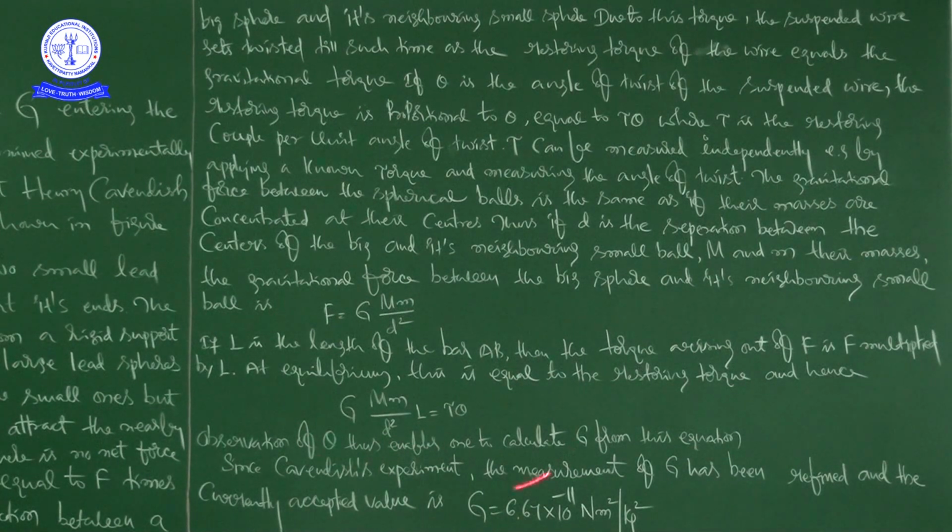Suppose once you go back to this formula, because we can calculate G from this expression now. Why? Because small m, capital M, D, L, tau and theta are all known values for us. By doing the experiment, you can get the tau value and the theta value. And by using Newton's law of gravitation, this relation we already know: F is equal to G into Mm by d square.